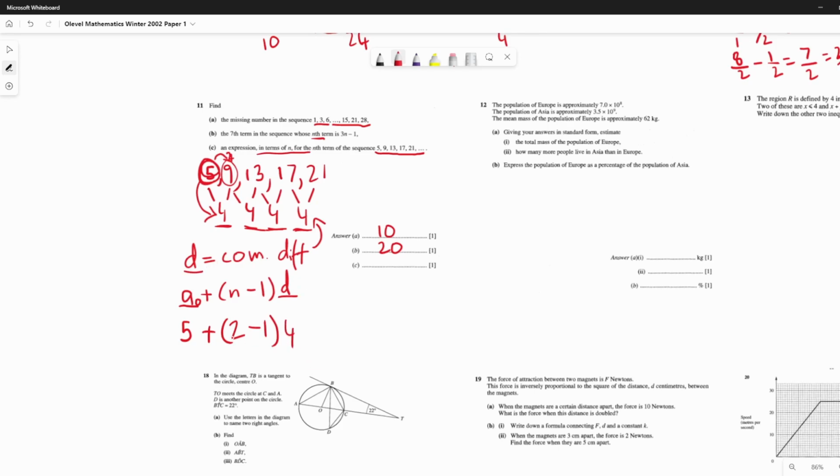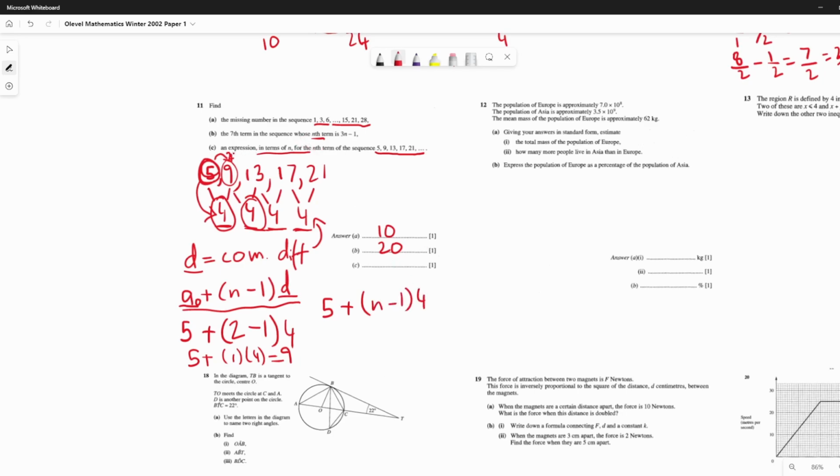So d is 4. In this particular equation, our answer should be 9 because we're trying to figure out the second term. So 5 plus (2 minus 1) is 1. So 5 plus 1 into 4, right? And that gives us 9. And it would generally work for any sequence which has a common difference. This formula would work.